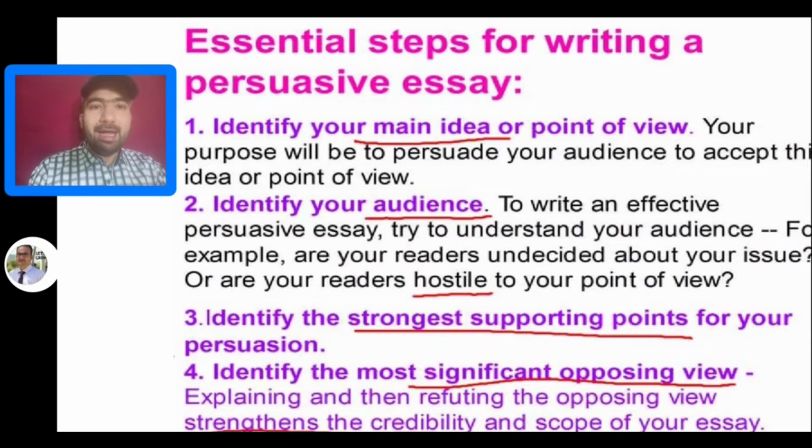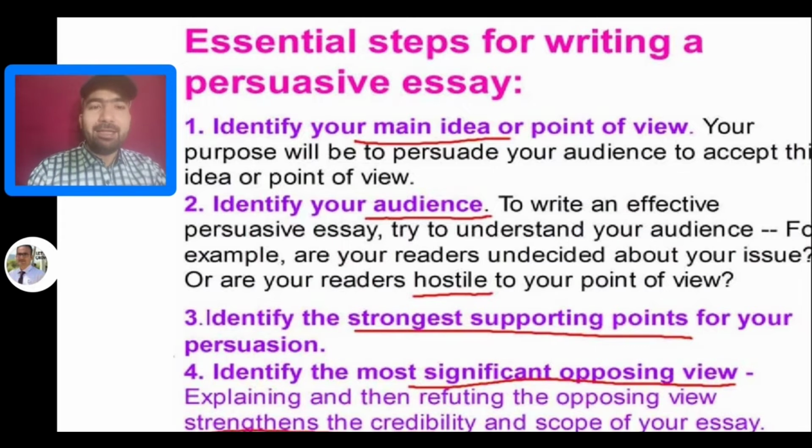Number 2, identify your audience. To write an effective persuasive essay, try to understand your audience. For example, are your readers undecided about your issue, or are your readers hostile to your point of view? Try to know your audience, and once you know your audience, meaning your reader, you are going to write perfectly.